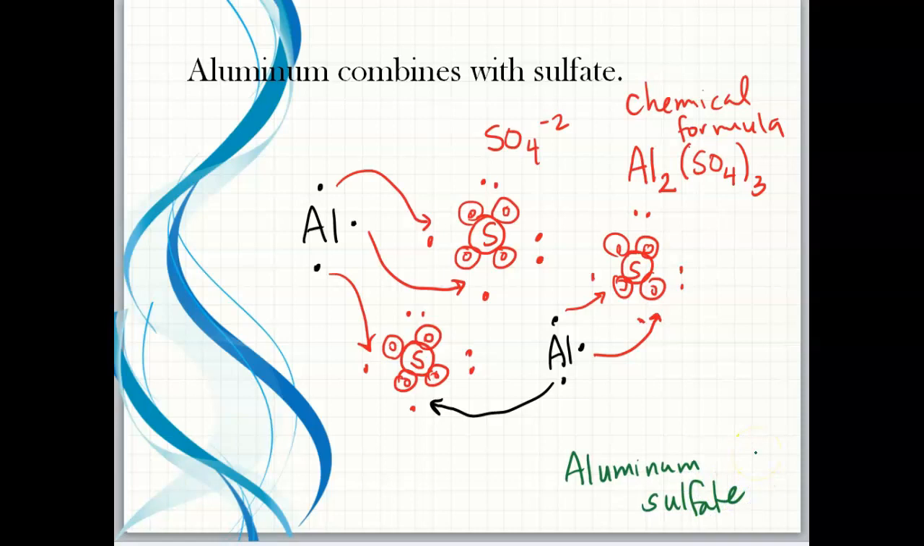That ends our tutorial for ionic compounds using polyatomic ions.